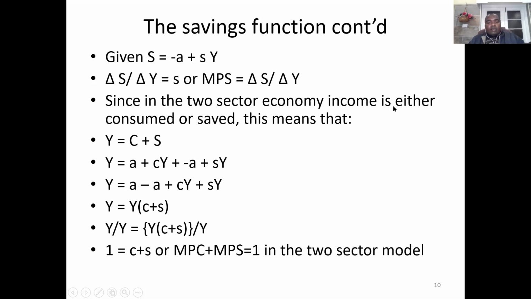Since in the two-sector economy, income is either consumed or saved, this implies that Y is equal to aggregate consumption plus savings.